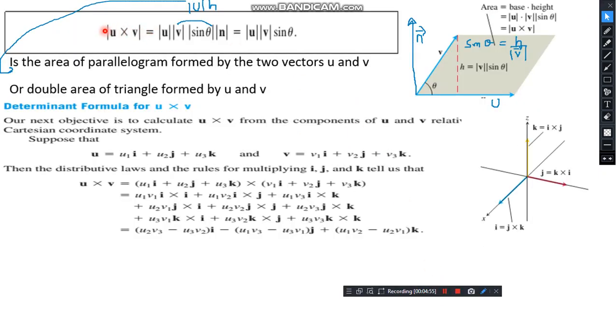Now if I want to find the norm of u cross v, it's norm u, norm v, sine theta. We add to it the norm of the perpendicular. Here the norm of the perpendicular is 1, so it's u v sine theta.